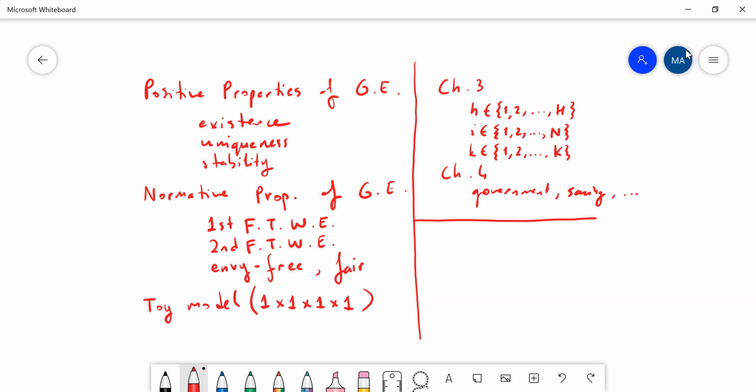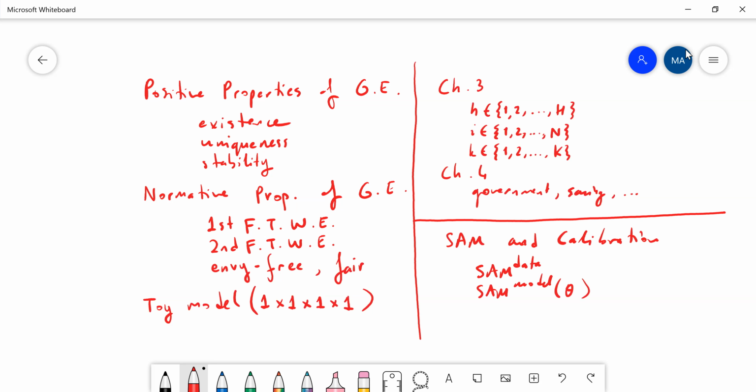Then we started studying social accounting matrices and calibration. As you remember, there is SAM data, and there is SAM model. And SAM model depends on the model's parameters, obviously, right? So calibration is basically using SAM data and the model, of course, to recover theta values. In most cases, it's a very simple exercise, right?